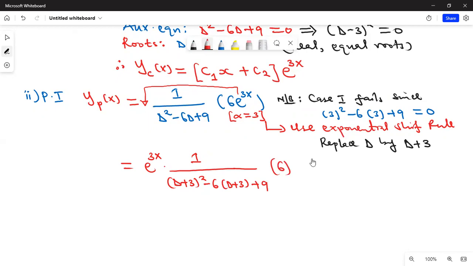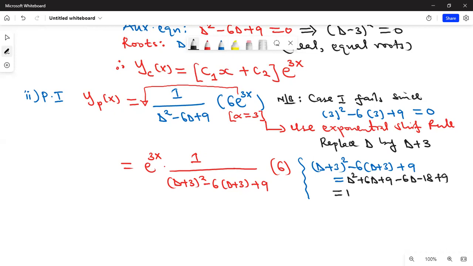So let me work out the denominator. You can say d plus 3 squared minus 6 into d plus 3 plus 9. What is it equal to? It is the same as d squared plus 6d plus 9 minus 6d minus 18 plus 9. And so this, when you simplify, you get d squared.